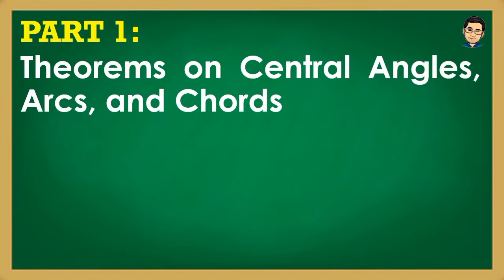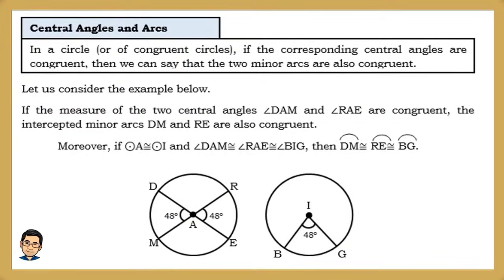So, let's have the first part of our theorems. So, yung una nating part has something to do with theorems on central angles, arcs, and chords. So, yan po yung unang part. Yung next part po natin mamaya, makikita nyo. So, yung una nating theorem, central angles and arcs. So, yung theorem na ito, in a circle or of congruent circles, if the corresponding central angles are congruent, then we can say that the two minor arcs are also congruent.